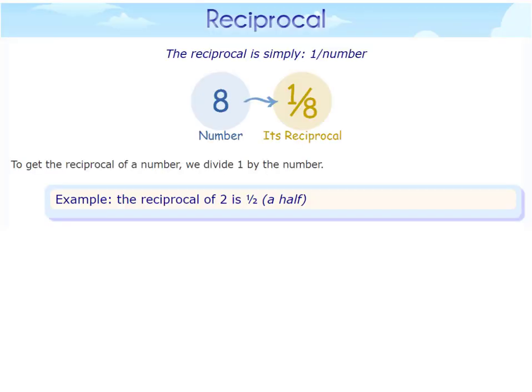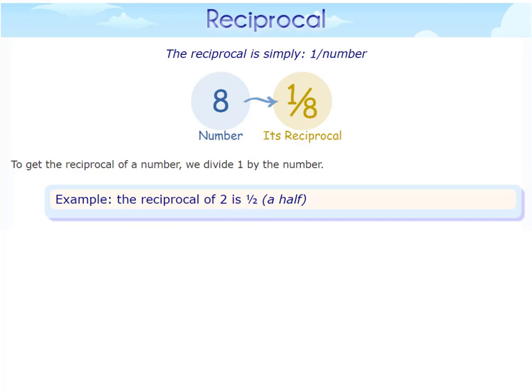What is a reciprocal? A reciprocal is simply 1 over the number. Take, for example, if I gave you 8, its reciprocal is going to be 1 over 8. Technically, when I take these two numbers and multiply them together, I will get 1 as an answer. And that's how you define a reciprocal. Another example is the reciprocal of 2 is 1 over 2.